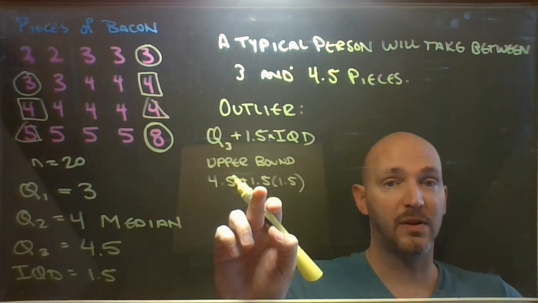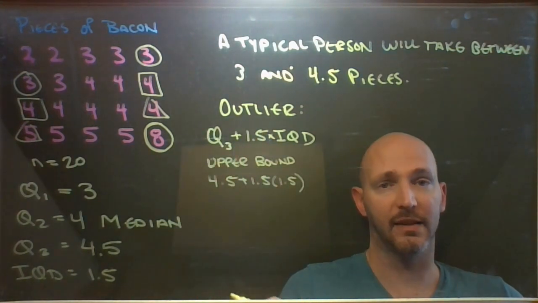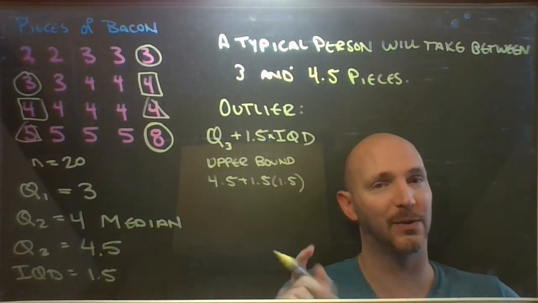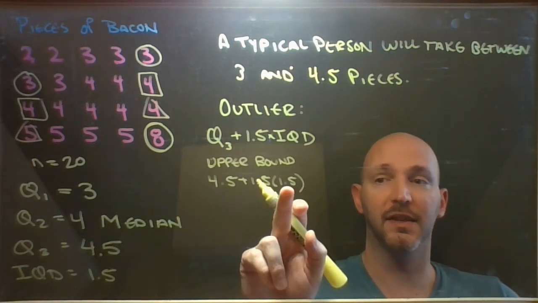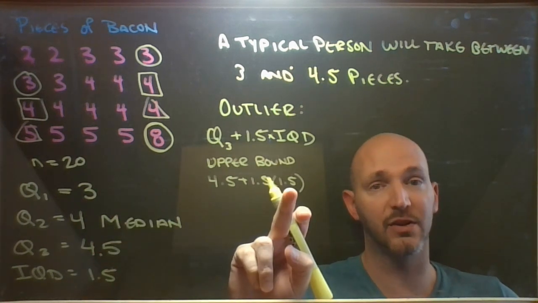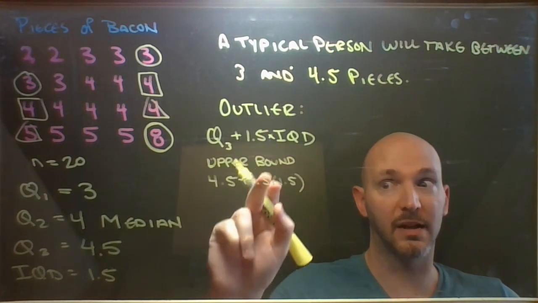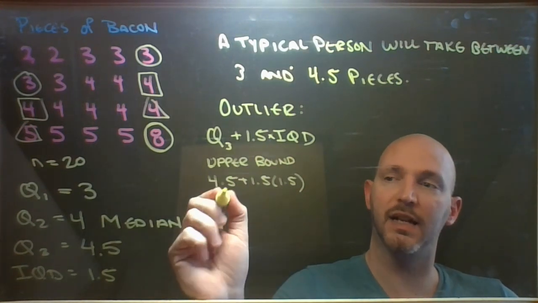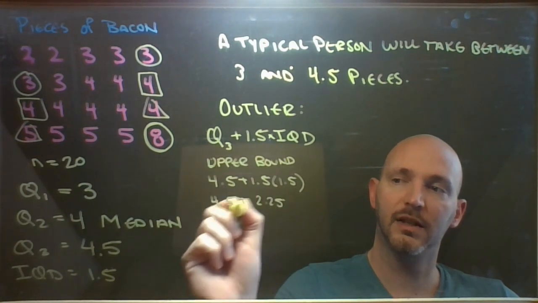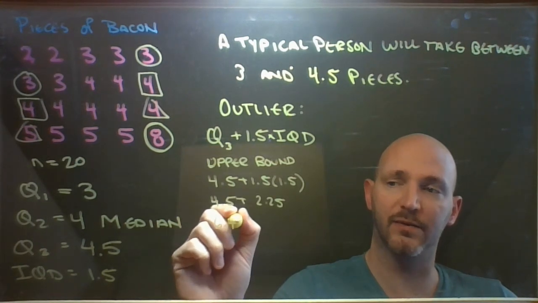Why is this 1.5? It just is. It's this kind of a formula. You just run with that. Statisticians somewhere out there have decided that that's the appropriate value, so that's what we're going to use. This number is 1.5 because of our IQD. So this thing will change depending on your data set. So will this. If you just quick multiply that, 1.5 times 1.5 is 2.25. And 4.5 plus 2.25 is 6.75.